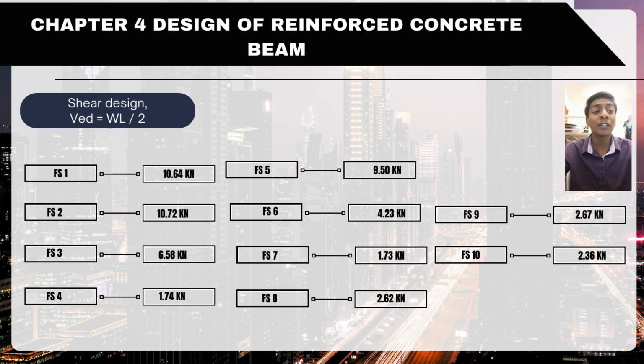Chapter 4, Design of Reinforced Concrete Beam. First, we need to find shear design and bending moment. For shear design, the formula is WL over 2, where W is width and L is length. After we substitute into the formula, we got FS1 is 10.64, FS2 is 10.72, FS3 is 6.58, FS4 is 1.74, FS5 is 9.5, FS6 is 4.23, FS7 is 1.73, FS8 is 2.62, FS9 is 2.67, FS10 is 2.36.